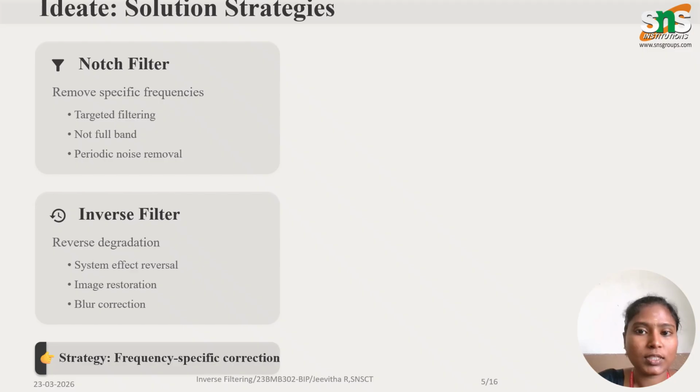Now we explore possible solutions. First is the notch filter. It removes specific frequency components and is used for periodic noise. Second is the inverse filter. It reverses the degradation function and is used for blur removal. So the notch filter is used for noise removal and the inverse filter for image restoration. We apply frequency specific correction, not general filtering.